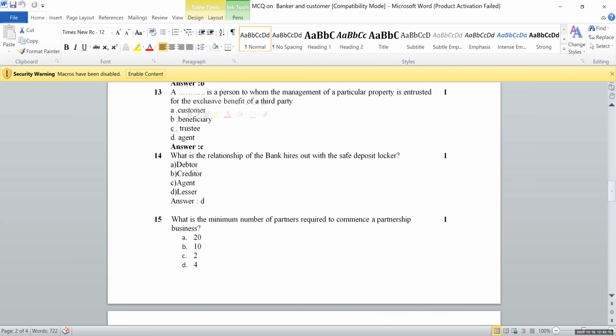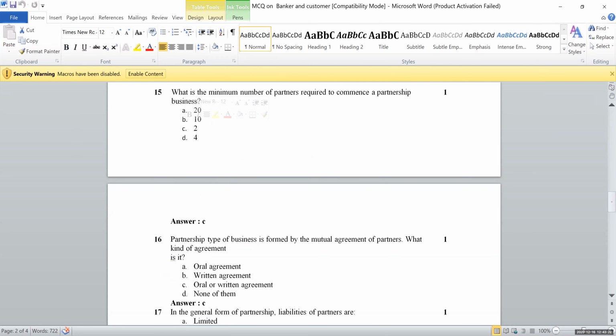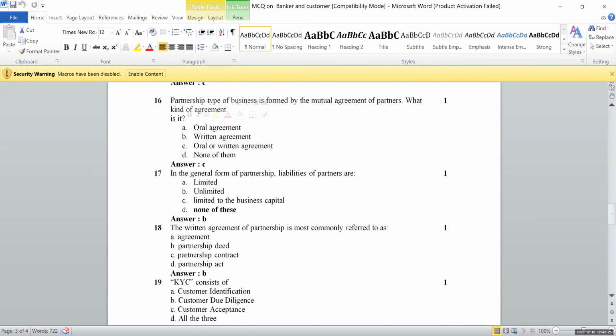What is the minimum number of partners required to commence a partnership business? We know that it is 2. Minimum two partners are required to form a partnership. Next, a partnership type of business is formed by mutual agreement of partners. What kind of agreement is it? It may be oral and written. The agreement may be oral or written.